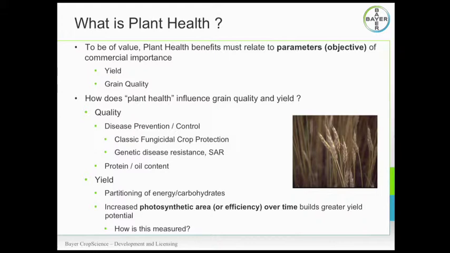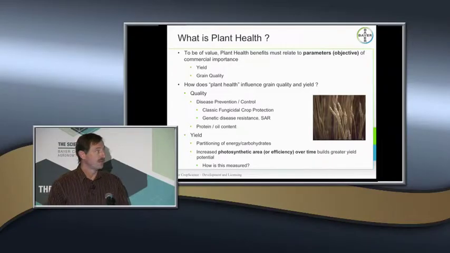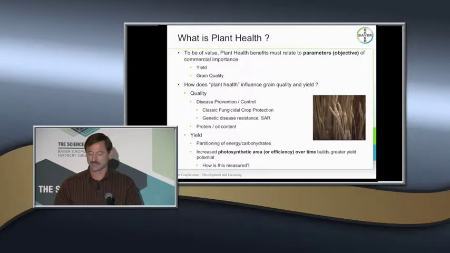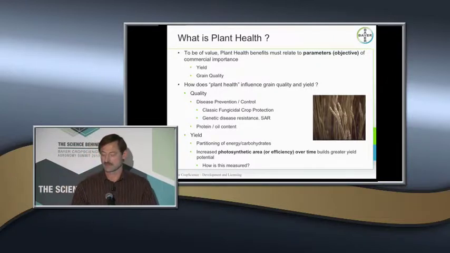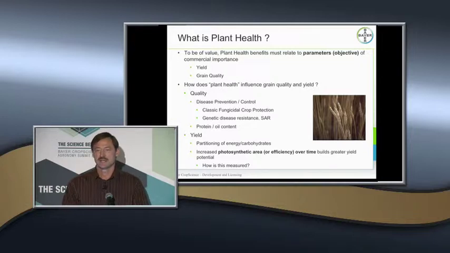These parameters that we measure should in the end result in increases in grain yield or quality, and both Kent and Wolfgang referred to those two different parameters. So the obvious question, how does plant health influence grain quality and grain yield? Well, if we think of quality first, clearly if you've been in the fungicide discussion, we think of classical fungicidal crop protection. I'm not going to focus a lot on that today. That's a given in this discussion.